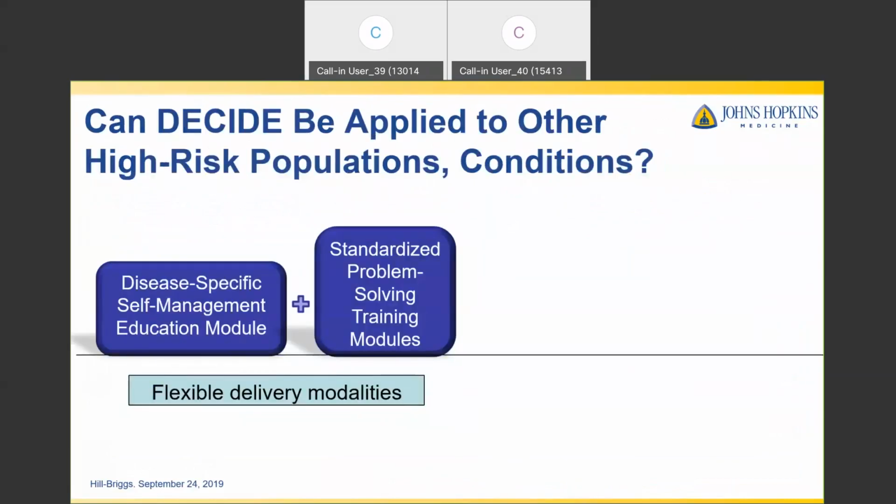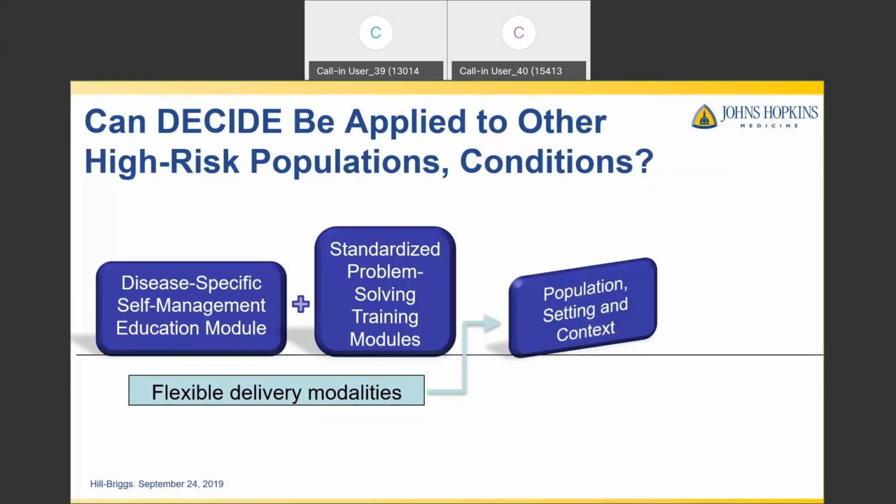And so a question that was asked to me was, can DECIDE be applied to other high-risk populations? So what we have is a disease-specific self-management education, because knowledge of self-management is critical, but not sufficient. And then we have a standard problem-solving training based on basic behavioral science of problem-solving that is disease agnostic. Can that be applied to other populations and contexts and different workforces?